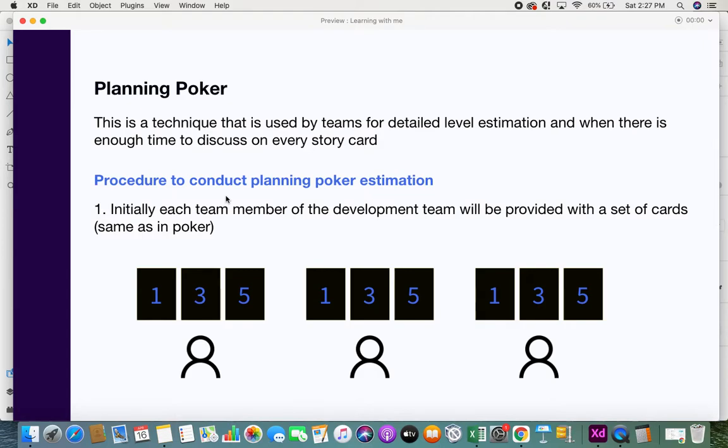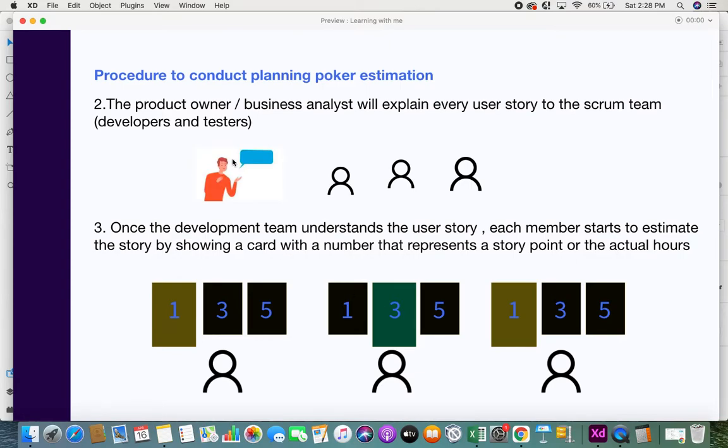Now let's look at the procedure. Initially, every team member of the development team will be provided with a set of cards, the same as in poker. So every team member is provided with the same set of cards with the same points also. If you see here, the three have the same cards. The next step is the product owner or the business analyst will explain every user story to the Scrum team, which consists of the developers and the testers.